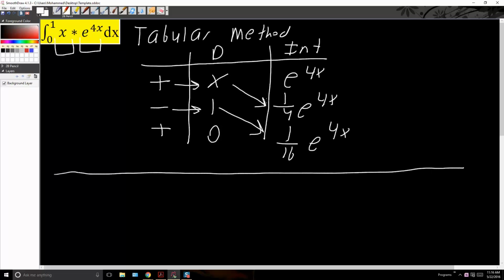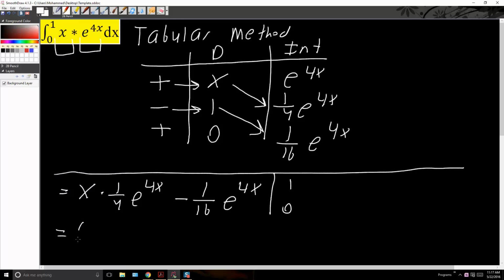So now we simply write what we have. So we have positive x times 1/4 e raised to the 4x. Then we have negative 1/16 e raised to the 4x. We're defined from 0 to 1. Now we simply plug in our values.